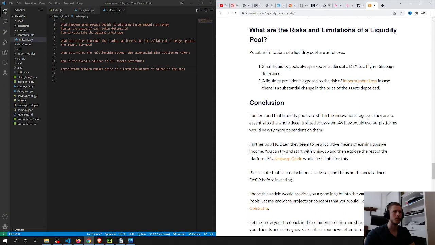Possible limitations of a liquidity pool are as follows. Small liquidity pools always expose traders of a DEX to higher slippage tolerance. Don't know what this term means. I've seen it thrown around a lot, but I still don't understand exactly how it works.